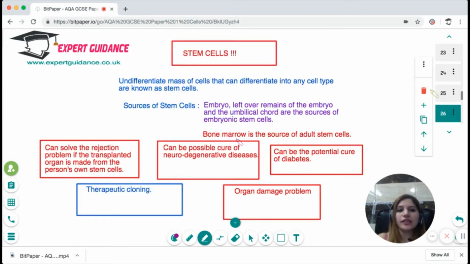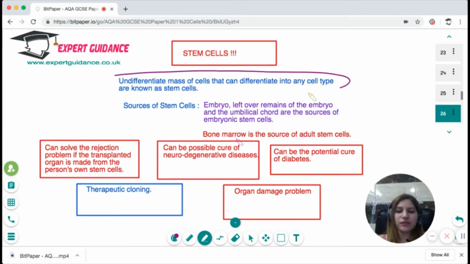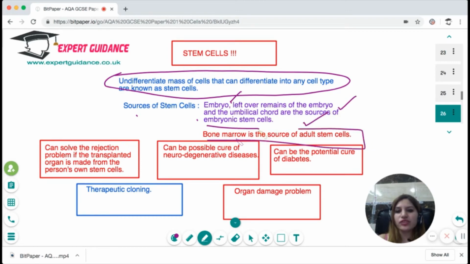Now, what are stem cells? Stem cells are undifferentiated cells that can differentiate into any cell type. The sources of embryonic stem cells are the embryo, leftover remains of the embryo, and the umbilical cord. Bone marrow is the source of adult stem cells.